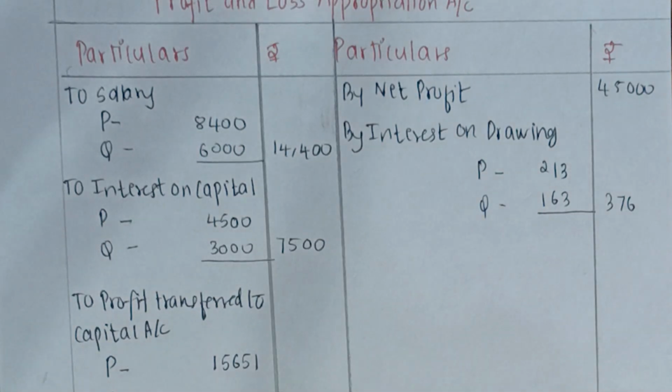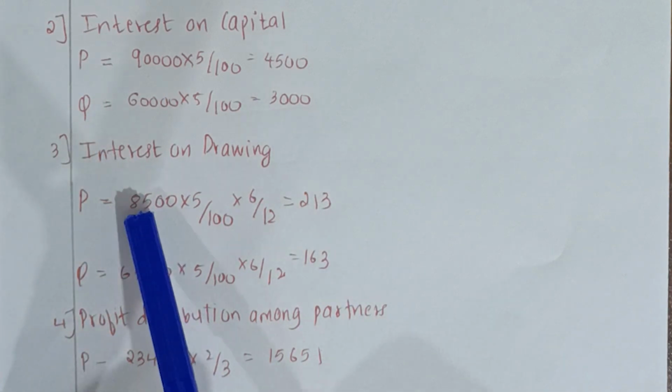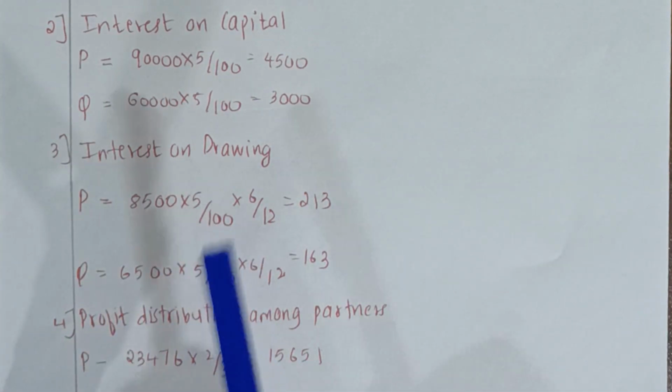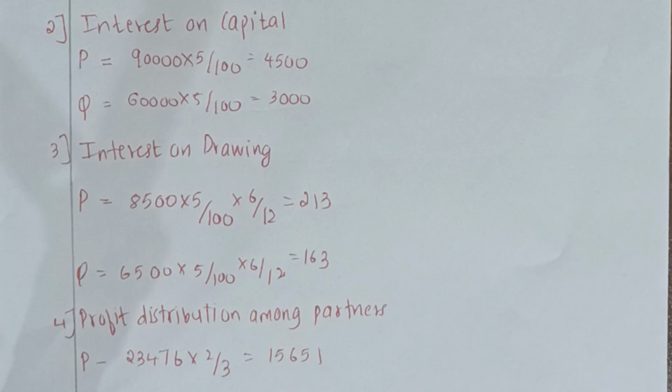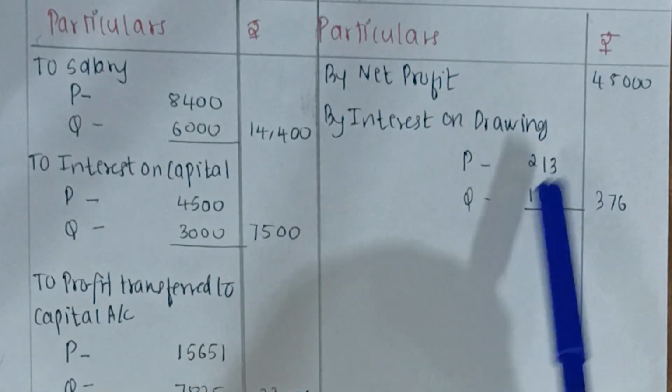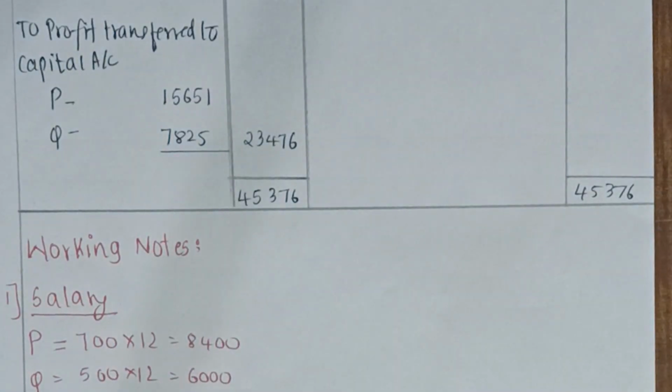I have shown you the working note of how to calculate interest on drawings. Here we can see that 8,500 has been withdrawn by P and the percentage is given as 5%. So this will be into 5 by 100, and here it will be 6 by 12. Why 6 by 12? Because according to case number 1, when the date on which the drawings were taken is not mentioned, then the interest is to be calculated for 6 months. Therefore it will be 6 by 12, which gives us 213. Similarly for Q, it will be 6,500 into 5% into 6 by 12, which is 163. We write these two amounts in the inner column and add them up on the outside. When you add 45,000 plus 376, you get 45,376.